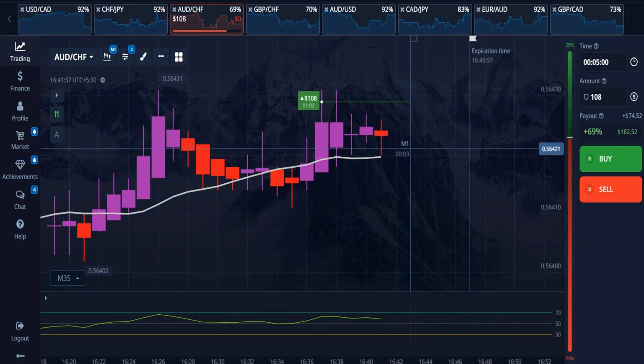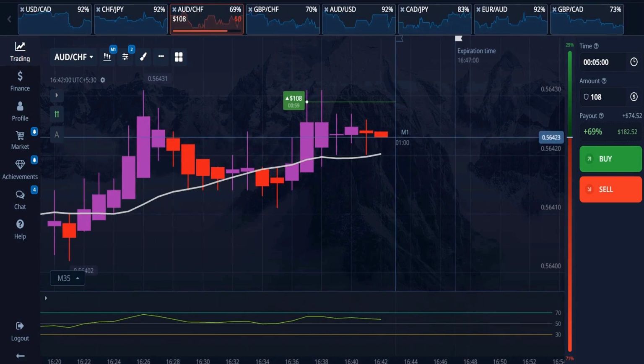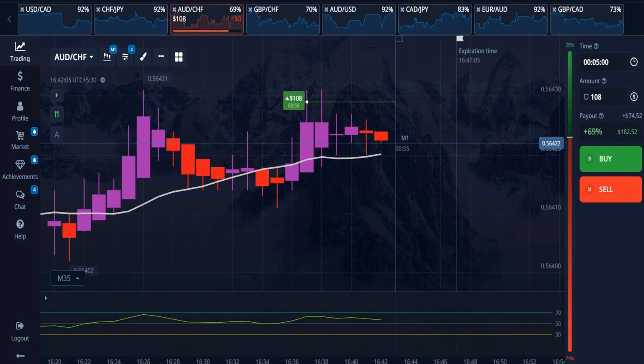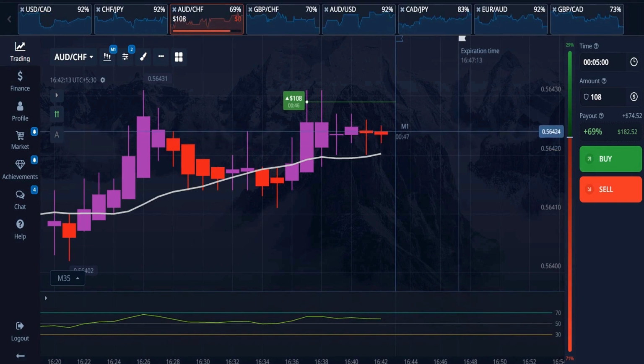Now let's put this strategy to the test. I'll take live trades step by step so you can see exactly how it works in real market conditions. Watch closely and follow the rules carefully.